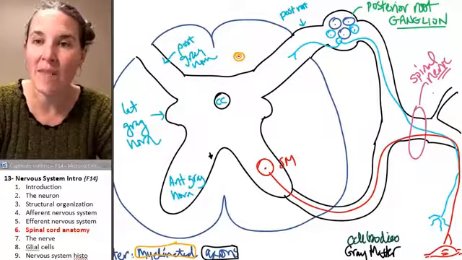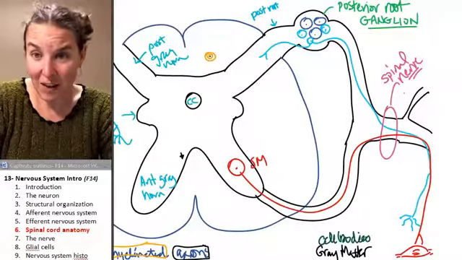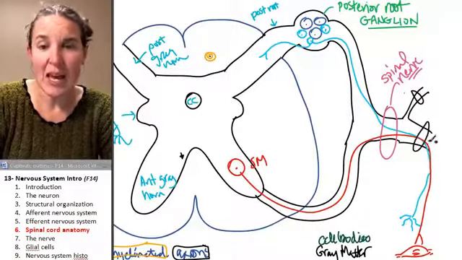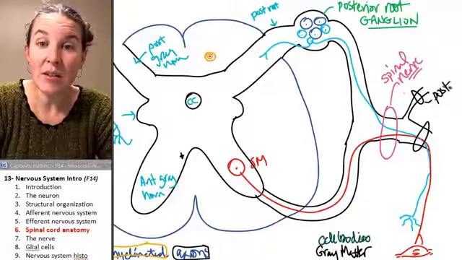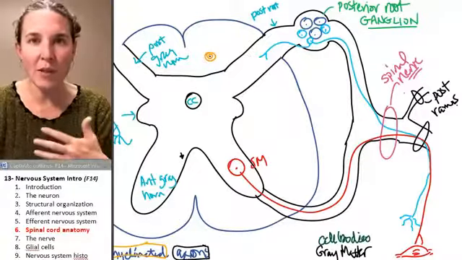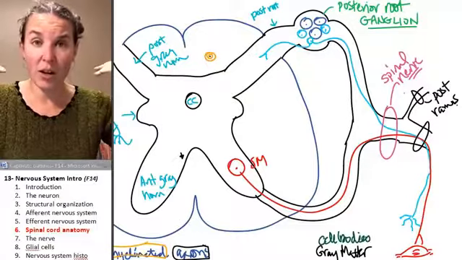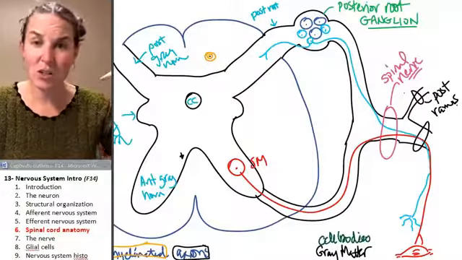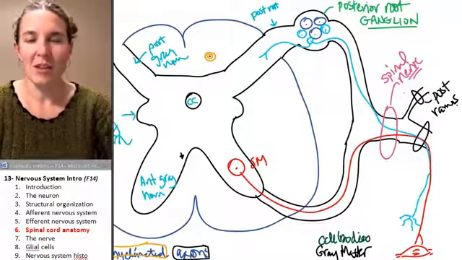Now, we have two more structures that I want to label here. You notice that I split us off. I split off this buddy and this buddy. And these guys are rami. This is my posterior ramus. And fibers that are traveling through there are innervating the muscles and stuff going on your back. And the sensory fibers that come in are from your back. So look how tiny that thing is. Who cares about your back? I mean, let's just not think about that anymore.